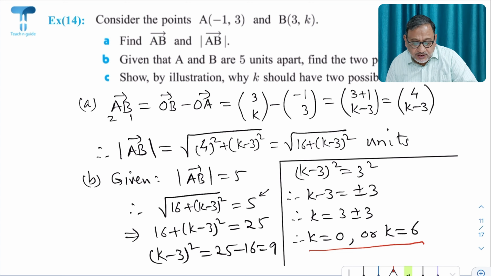Okay, what the next part says, show by illustration why k should have two possible values. Okay, so look here. I'll show you by illustration on the next page.